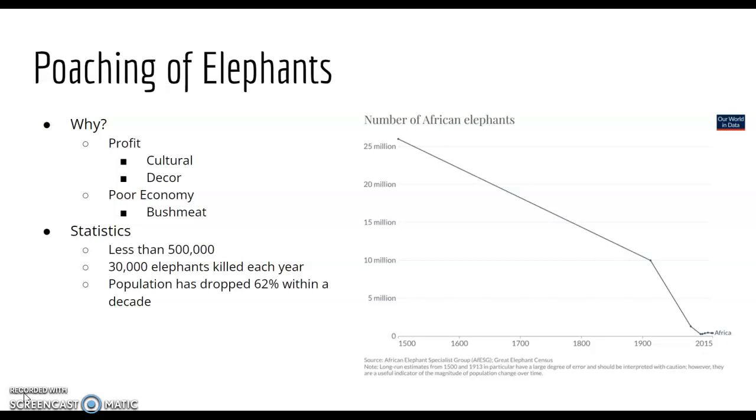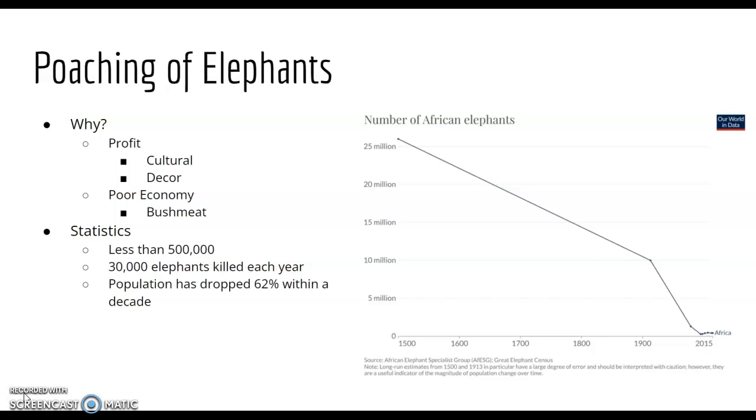Elephants are extremely in danger of poaching because it can make a lot of money. People would pay for these animals' tusks, specifically for cultural reasons and also because they think it is a good decor. The other reason that elephants are being poached is because of a poor economy. Sometimes people will kill them for bushmeat.